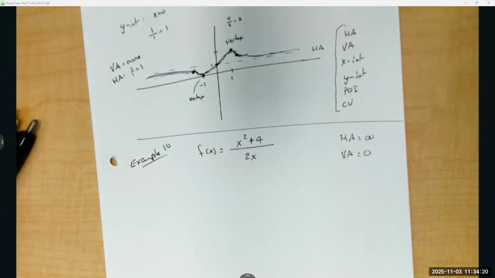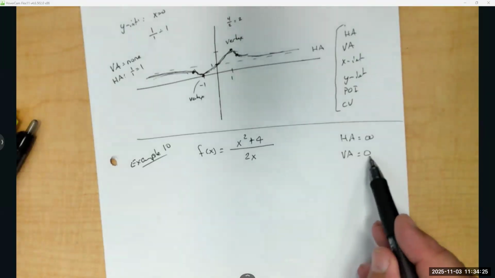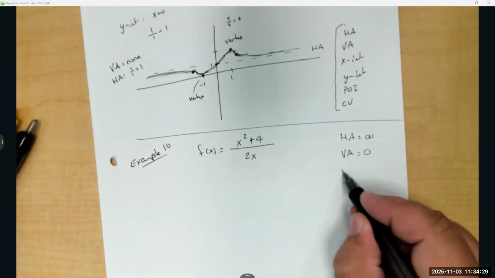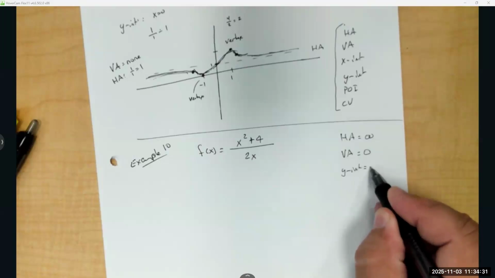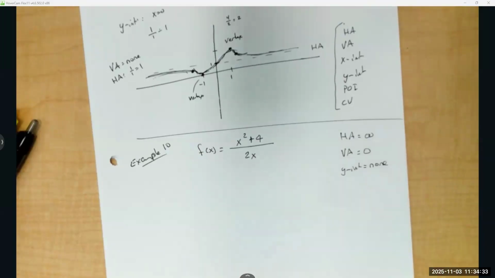Okay, what else do we know? Because the vertical asymptote is at 0 through the origin, we have no y-intercepts because you can't set x equal to 0.